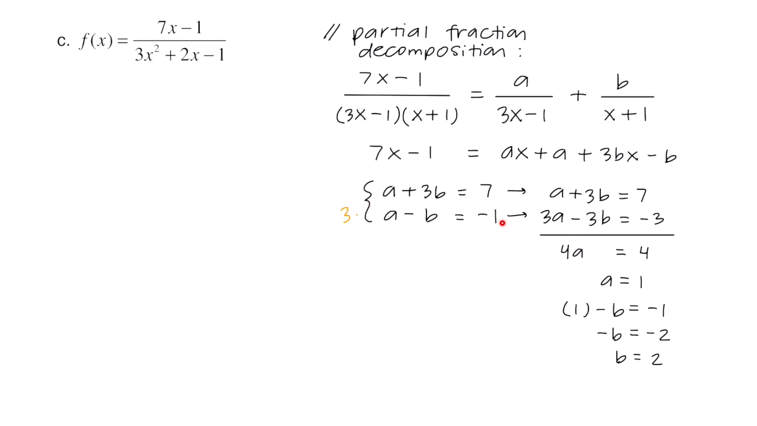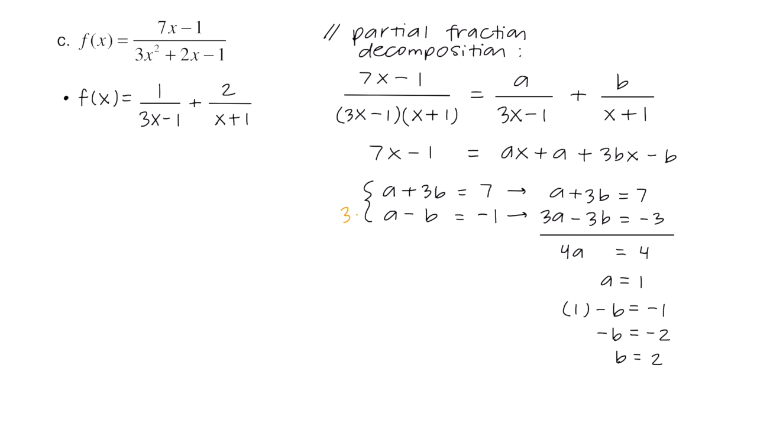To solve the system, I multiplied this bottom equation by 3, and you can see that right here. And it works out great. The b's cancel out. You get 4a equals 4, so a is equal to 1. And then I plug this 1 for a back into this bottom equation, so we have 1 minus b equals -1. And then when you solve it, you get b equals 2.